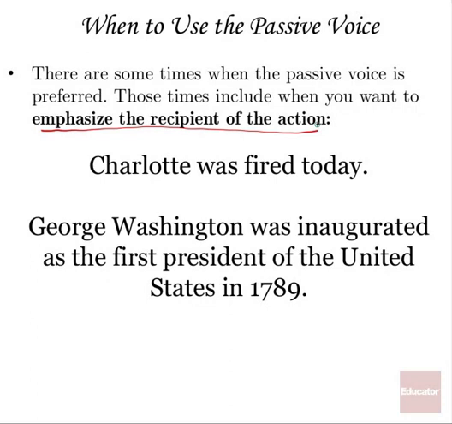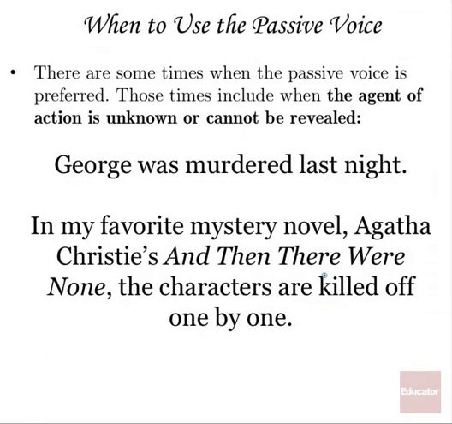George Washington was inaugurated as the first president of the United States in 1789. Again, that sentence is about George Washington. You don't really want to hear about who did the inaugurating, the guy actually reading the words in the ceremony. You want to hear about the guy who became president. So, George Washington was inaugurated. You use the passive voice. You also use the passive voice when the agent of action is unknown or cannot be revealed. You don't know who did it, or you don't want to say for whatever reason.